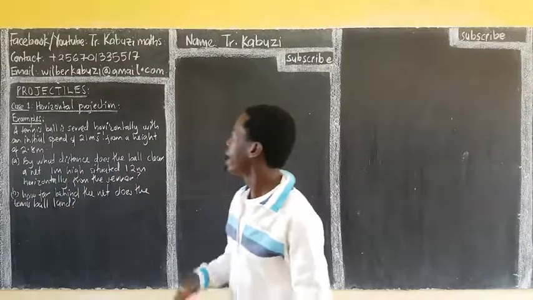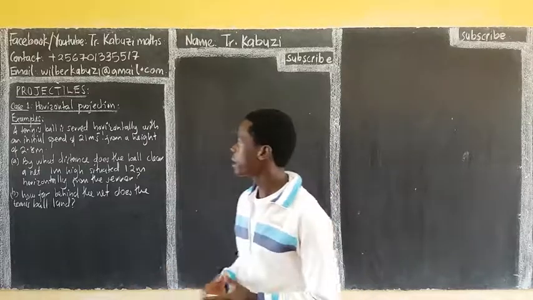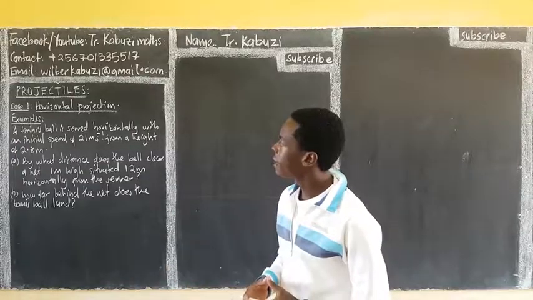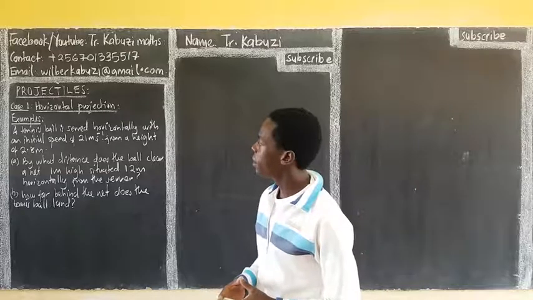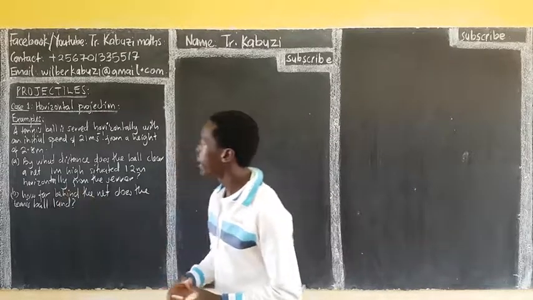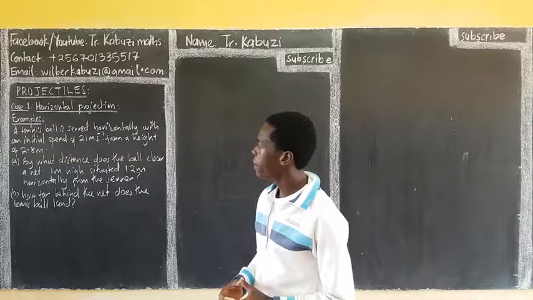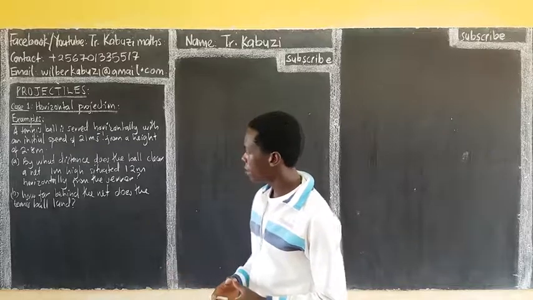Okay, let us see how we go about this question here. Still it is about horizontal projection. A tennis ball is served horizontally with an initial speed of 21 meters per second from a height of 2.8 meters. By what distance does the ball clear a net 1 meter high, straight drawn 12 meters horizontally from the server?